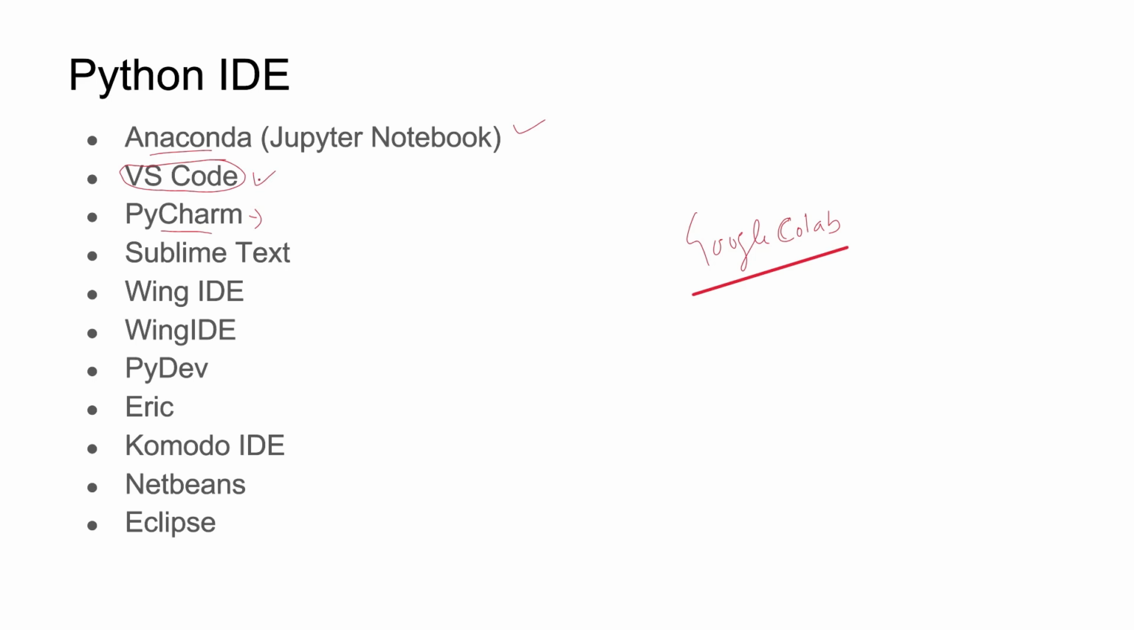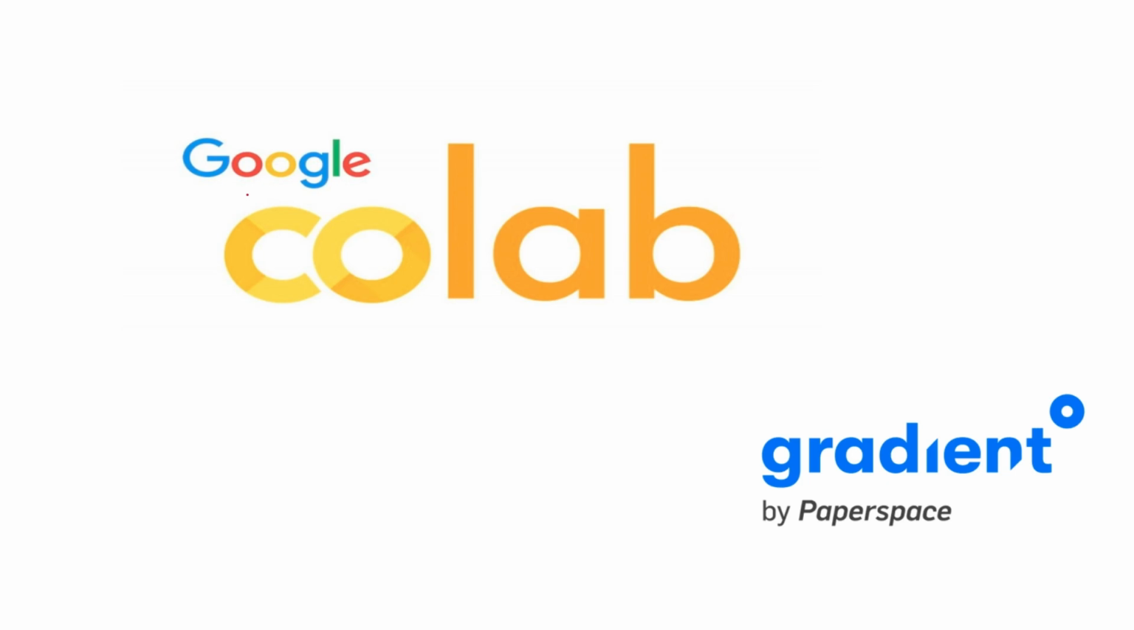VS Code is open source and a very good IDE that you can use, right? Not only in Python but also in JavaScript, Node.js, and all these things also, right? Of course, we are using Google Colab, and there is one more competitor of Google Colab, Gradient. You can try and check, but Google Colab is enough, right?